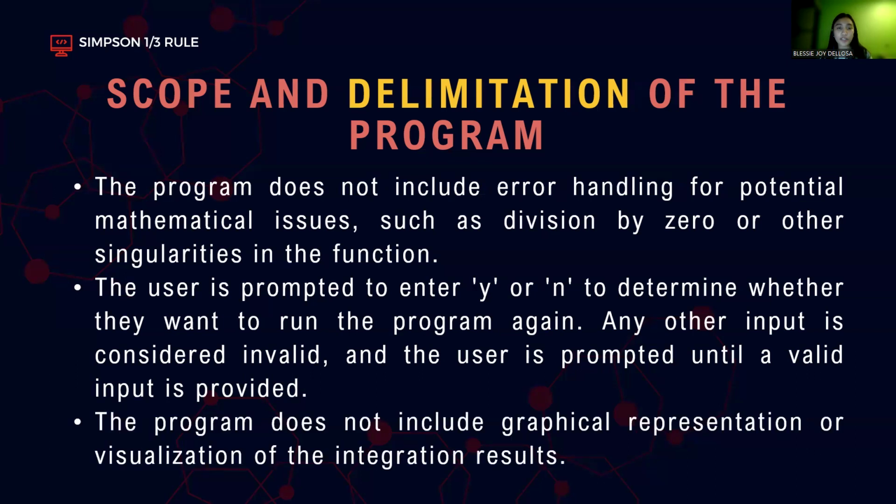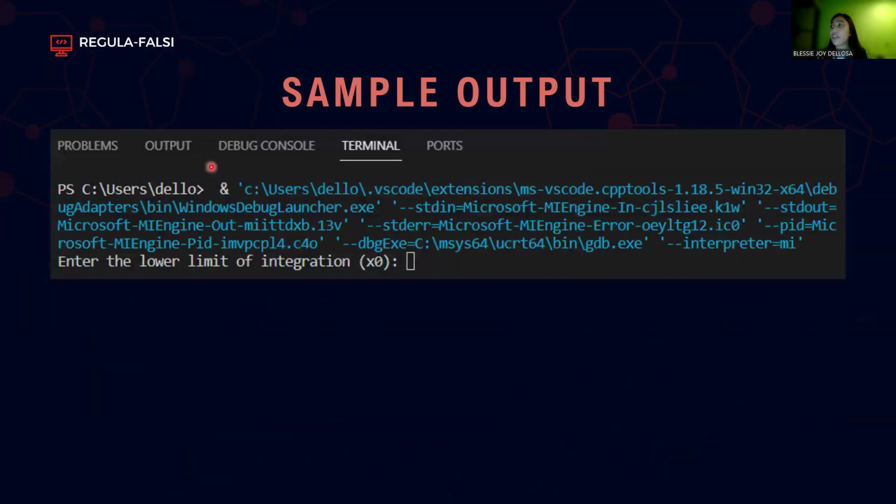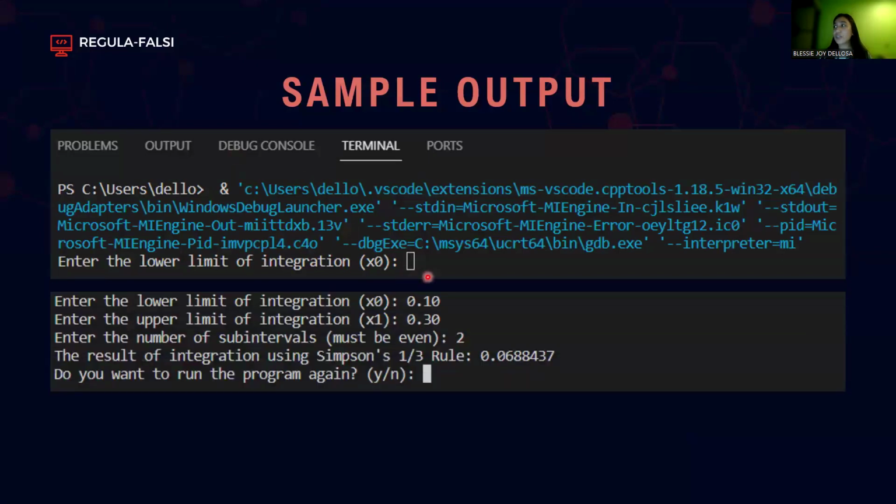So lastly, the program does not include graphical representation or visualization of the integration result or anything like that. So it focuses solely on the numerical calculation and display of the result. So we now have the sample output of this. Enter the lower limit, for example, inputting the lower limit of 0.10 and then the upper limit of 0.30, then whatever subinterval that you want, and then immediately the result will be given.